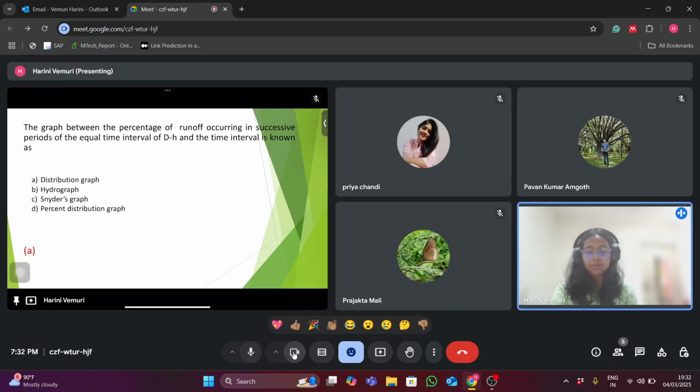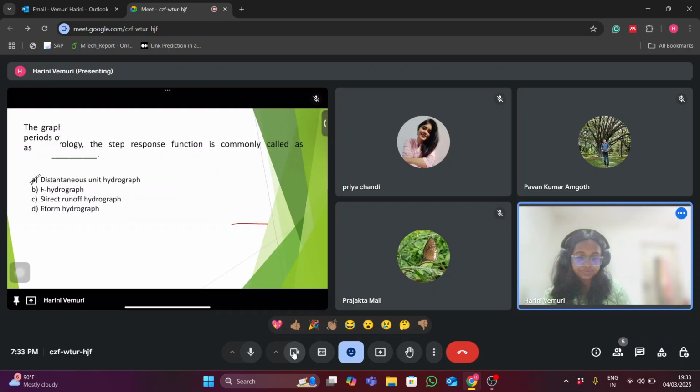The next question is, the graph between the percentage of runoff occurring in successive periods of equal time interval of t hours and time interval is known as. If you remember, at each time interval we are calculating the percentage of runoff in the case of a distribution graph. Time is also equally divided into t hours. So that is the distribution graph. A hydrograph is a relation between discharge and time, not percentage of discharge. The Snyder graph you have seen, and the percentage distribution graph.